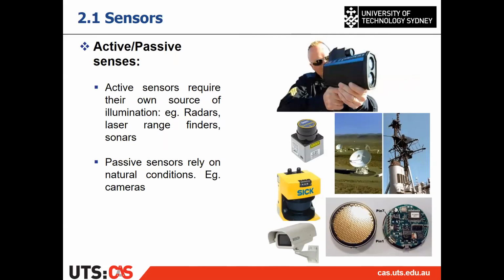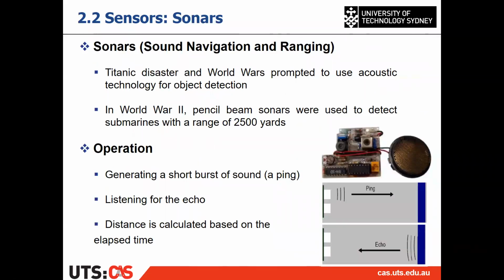But for the passive sensors, for example the cameras, they rely on natural conditions. You don't have to send something out and receive it. You just receive the signals, and it can report some other signals which can be used. That's the passive sensor, for example, the camera. I mean the normal camera, the RGB camera. All right, so that's the two camps. Then let me introduce some of the traditional sensors very briefly, and then we will move to the camera.